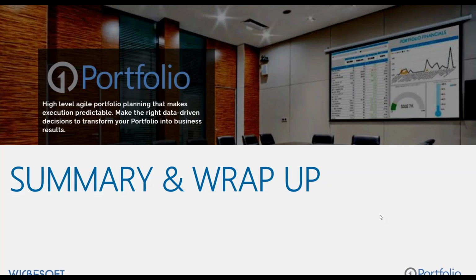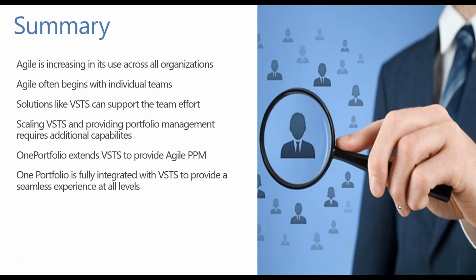So let's do a summary or wrap up of what we've seen here so far today. Just in summary, hopefully we've communicated that Agile is definitely increasing in its use across all types of organizations. And Agile often begins with the individual teams and bubbles up to organizations through those team levels. And while they may start manually initially with sticky notes on whiteboards, solutions like VSTS can support the team effort much better by electronically automating that and making it more distributed.